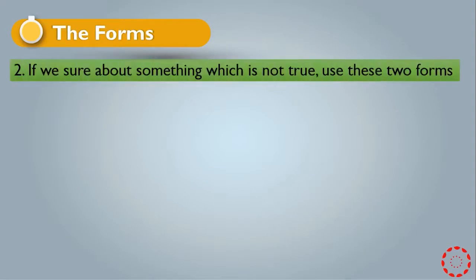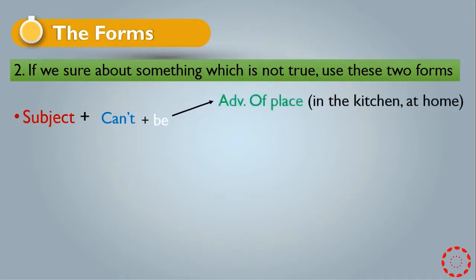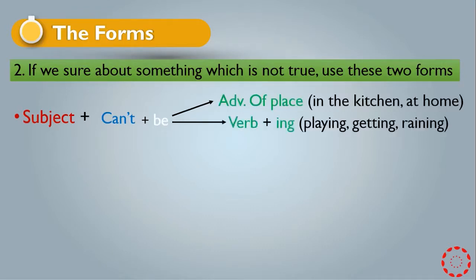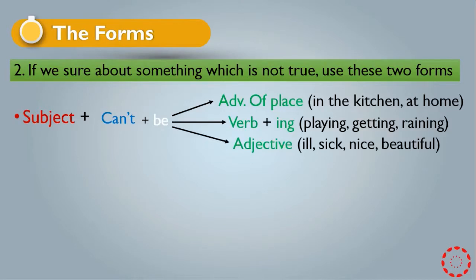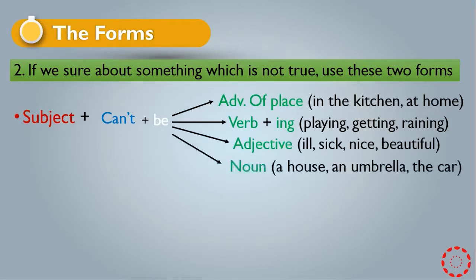We have the second point. If we're sure about something which is not true, we use these two forms. When we are sure about something that isn't true or is not right, we use those two rules. We have subject plus can't plus be, and after be we use adverbs of place like in the kitchen or at home, verb plus ing like playing, getting, raining, adjectives like ill, sick, nice, and beautiful, and also a noun like a house, an umbrella, or the car.